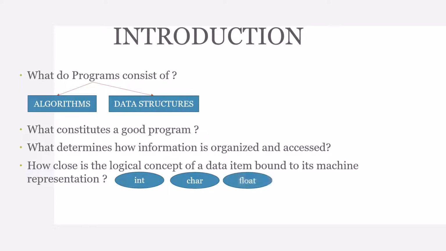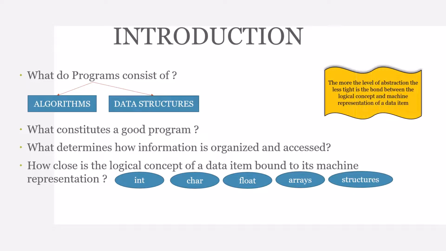But when we talk about floats, and we've seen this in module 5, and you can go and review that if you like, we spoke about how floats are represented by the machine using the IEEE 754 form of representation. And so this provides for an abstraction between the logical concept of the data item and its machine representation. Similarly for arrays and more so for structures, and therefore we can say that the more the level of abstraction, the less tight is the bond between the logical concept and the machine representation of a data item.